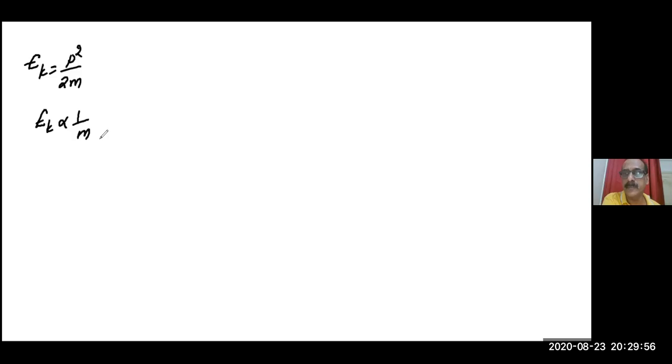Clear? Yes, sir. So P is constant, 2 is already constant, so EK is inversely proportional to M. If two bodies have the same linear momentum, then the lighter body will have more kinetic energy. In examinations, sometimes instead of asking lighter body and heavier body, they may ask truck and car. So the truck you have to take as the heavier body.